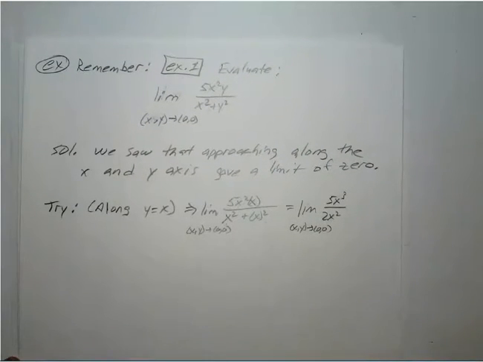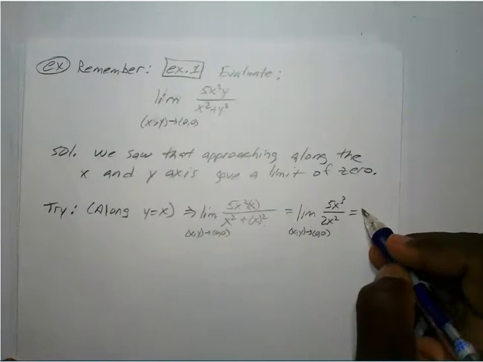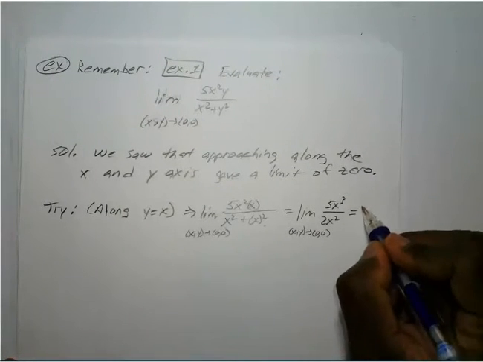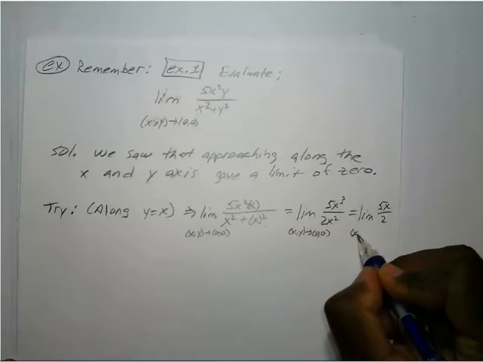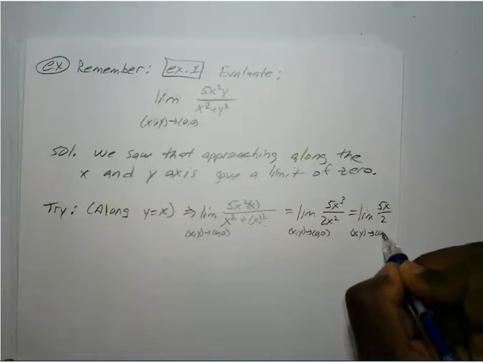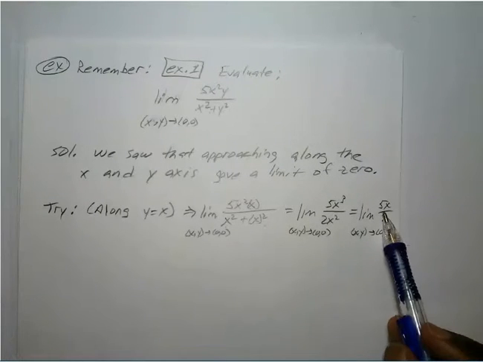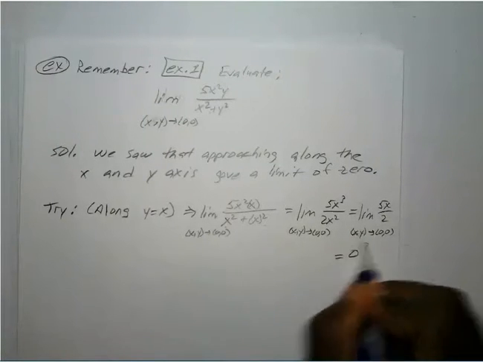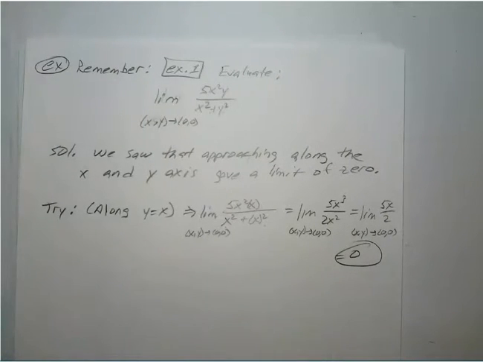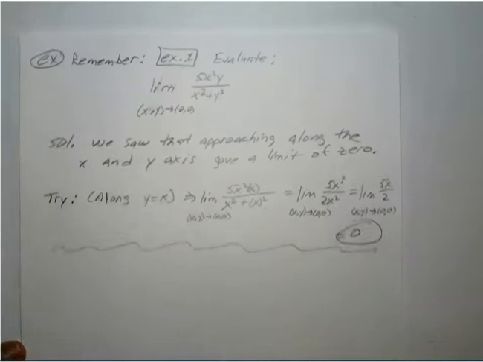I'll put that underneath since I'm running out of room. So you have the limit of 5x over 2, remember, as (x,y) approaches (0,0). If you plug in 0, you get 0 over 2, which is 0. So that's equal to 0. Okay, so we have the same limit that we had before. But what if you try a different direction?